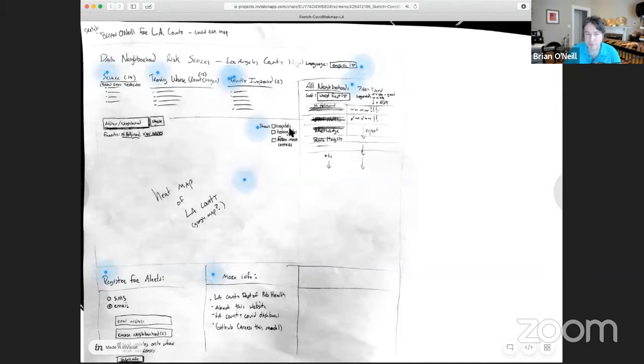Additionally, we want to put hospitals, testing sites, free mask centers.